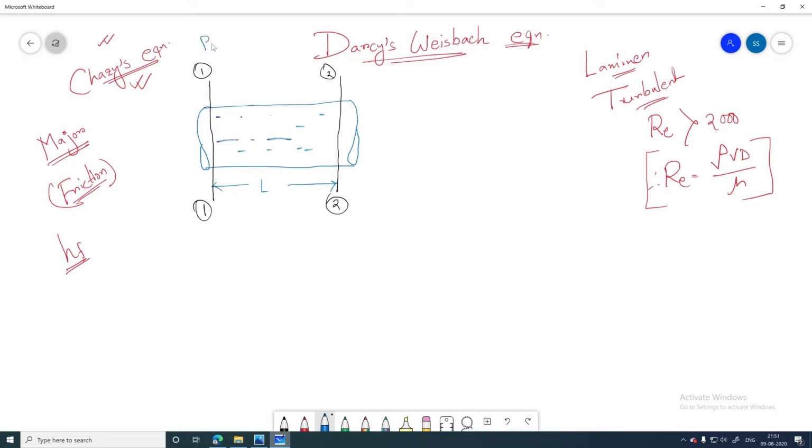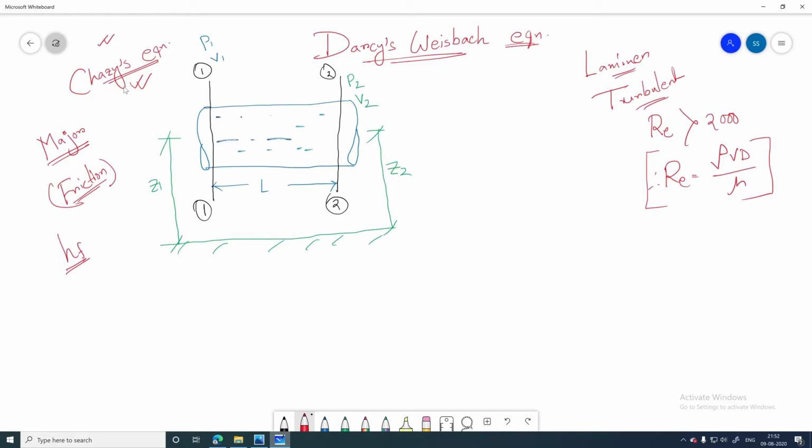Consider that at section 1 the pressure is P1, the velocity is V1, and the datum head, consider this is the datum and this is the datum head. So at section 1 the datum head is Z1, and at section 2 the datum head is Z2, the pressure is P2 and the velocity is V2. Okay, now we are going to apply Bernoulli's principle, but before that we need to see what the assumptions are in the case of the Darcy-Weisbach equation.